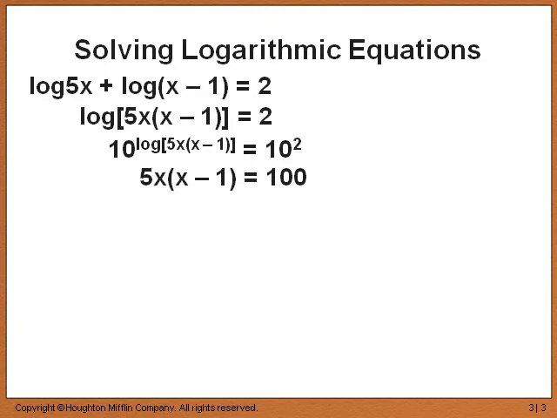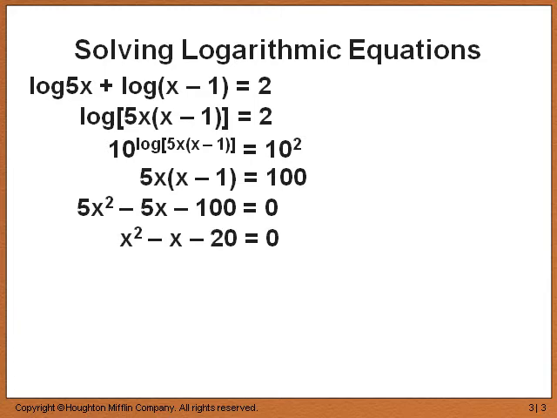So then we have 5x times x minus 1 equals 100. And I can multiply it out to get 5x squared minus 5x minus 100 equals 0. Then I can factor out a 5 and get x squared minus x minus 20. And at this point, you should try to pause again, factor that yourself, and come up with some solutions, and then resume when you're done.